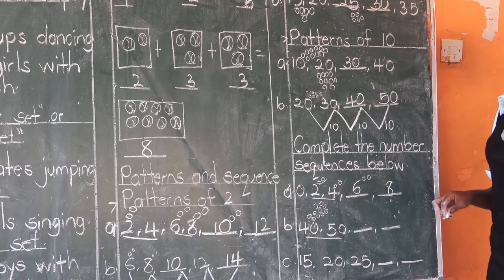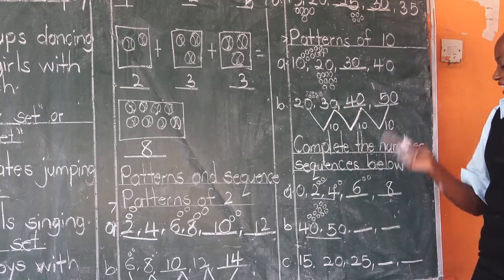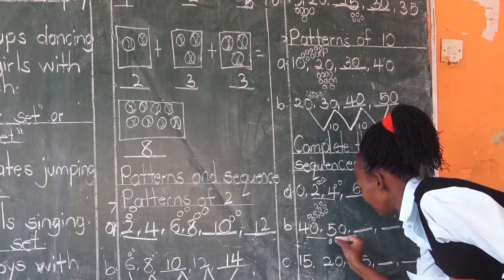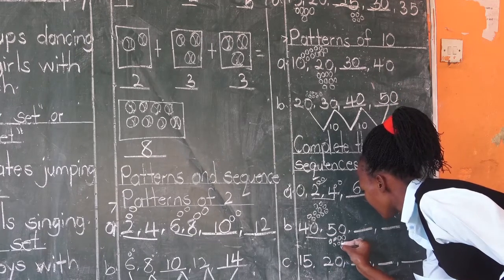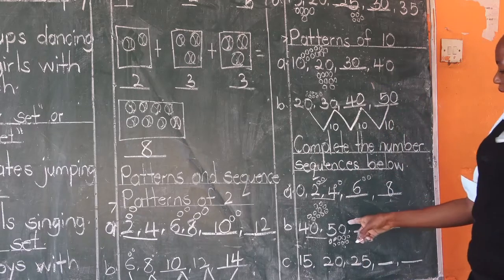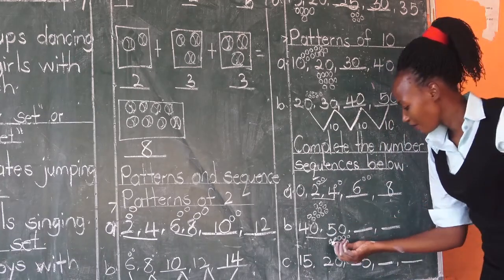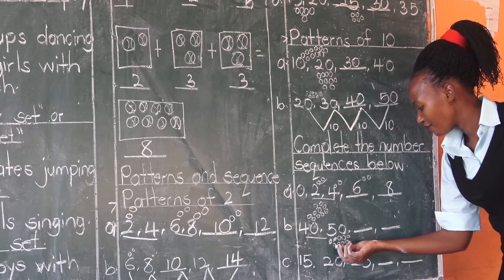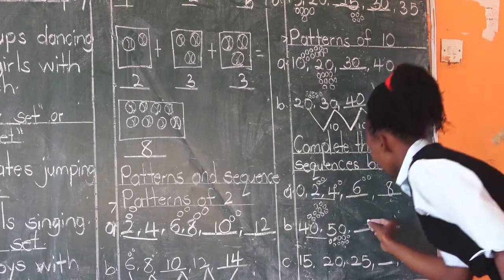They've been adding 10. Now, even on 50, we are going to add 10. Let's fill the 10 balls. 1, 2, 3, 4, 5, 6, 7, 8, 9, 10. Now we are going to add them on 50. 50 in our head, 50, 51, 52, 53, 54, 55, 56, 57, 58, 59, 60.